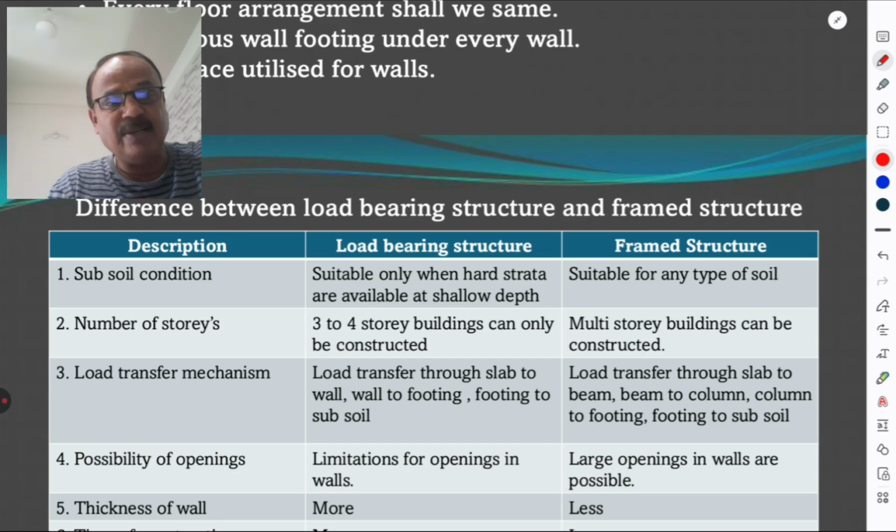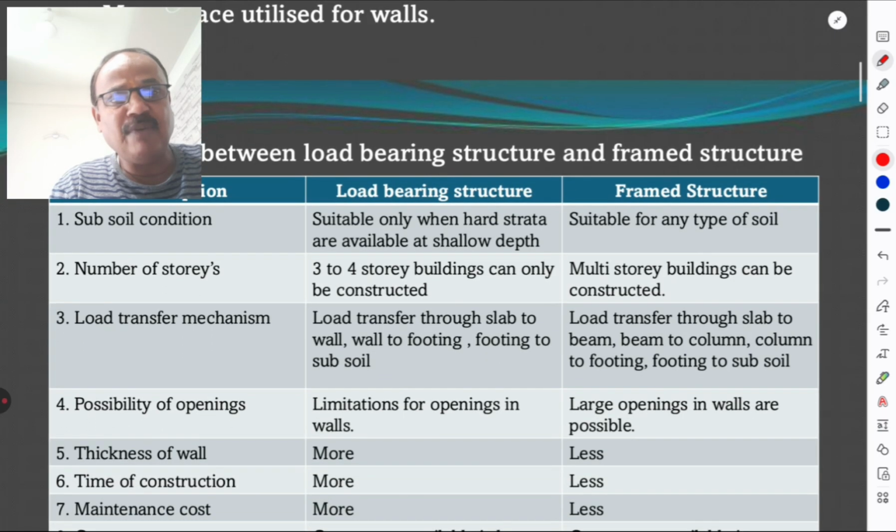Load transfer mechanism. In load bearing structure, load transfer through the slab to the wall, wall to the footing, and footing to the subsoil as discussed earlier. But in framed structure, load transfer through the slab to the beam, beam to the column, column to the column footing, and footing to the subsoil. Then possibility of opening. Limitations for opening in the walls because wall is taking the load. That's why there are limitations for the opening in the wall. But large openings in the walls are possible in framed structure because wall is not taking any load.